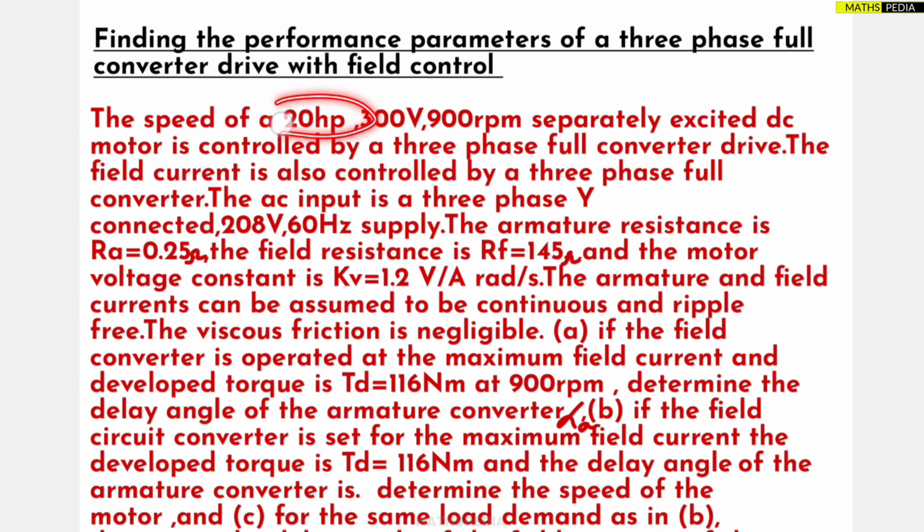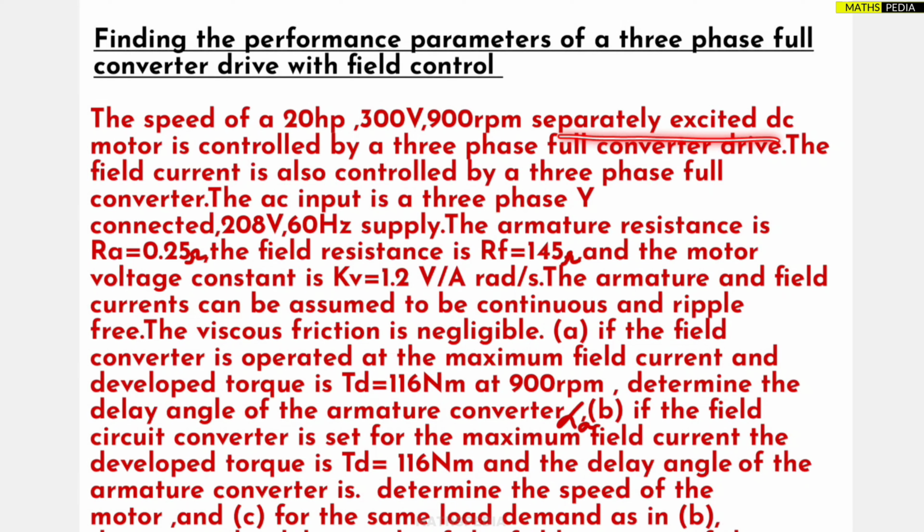The speed of the 20 HP, 300 volts, 900 RPM. So it has been changed now. So 20 HP, 300 volts are the rated values. A separately excited DC motor again is being controlled by a three-phase full converter drive. So we'll be using two sets of formulas. One is for the three-phase full converter drive, where two formulas will be there, VA and VF.